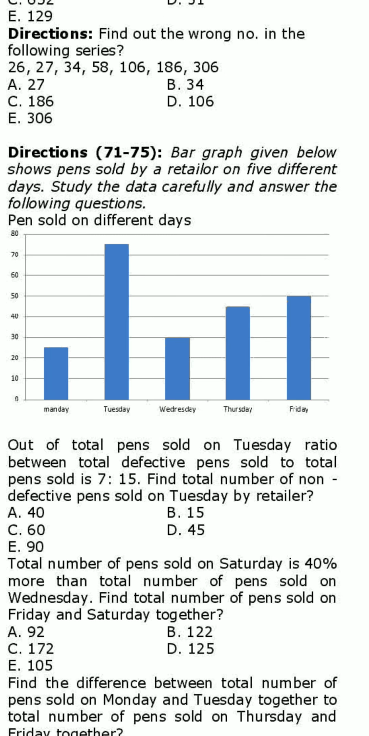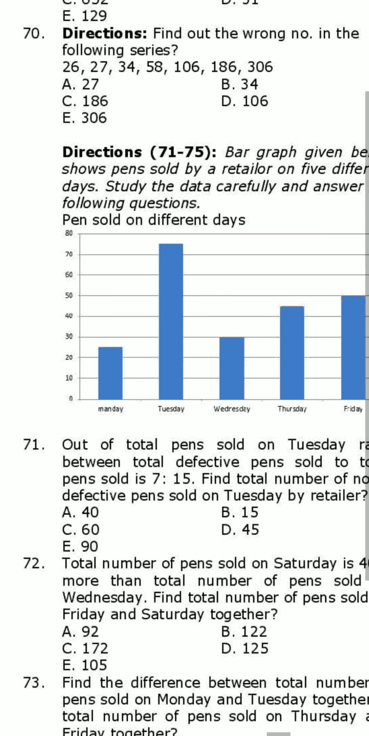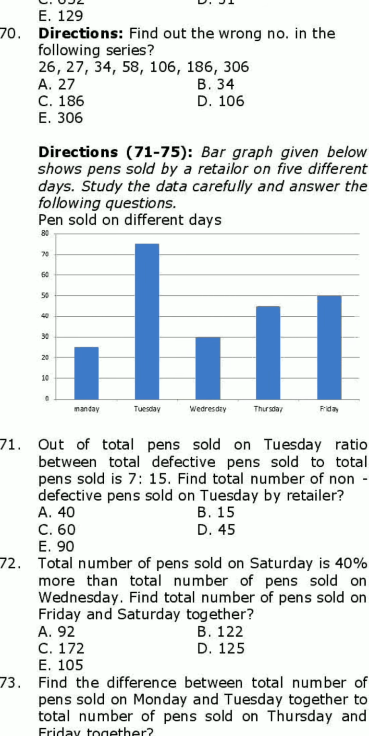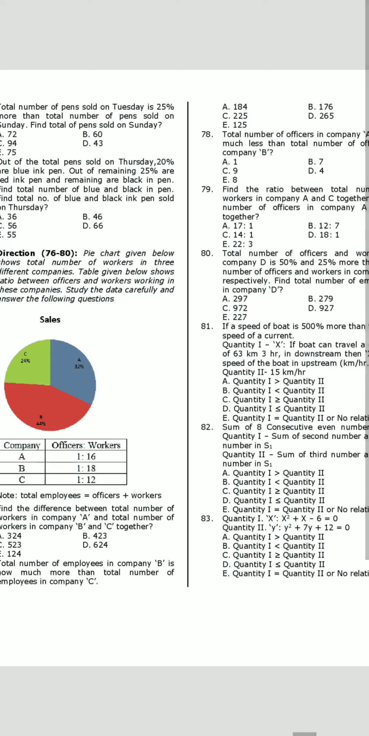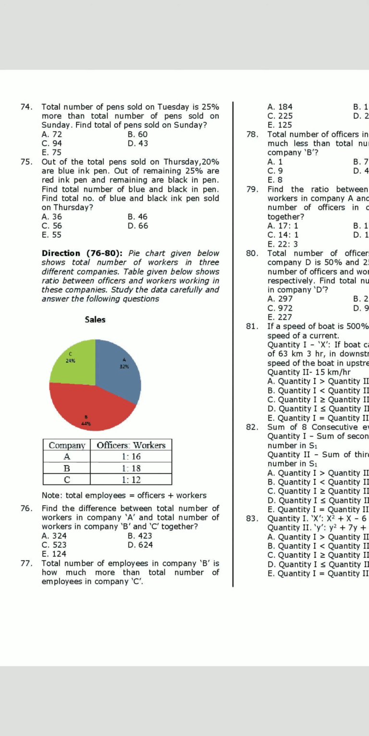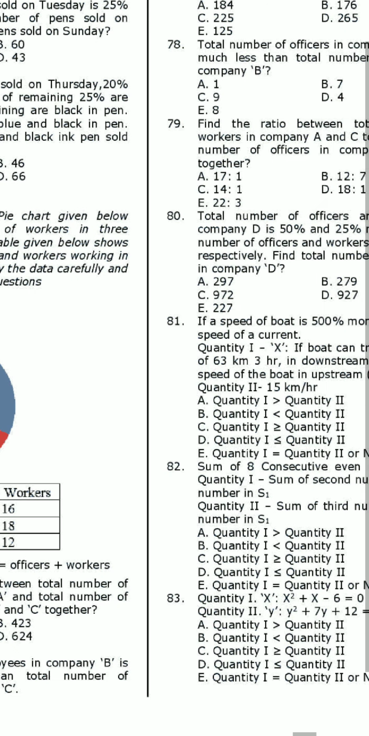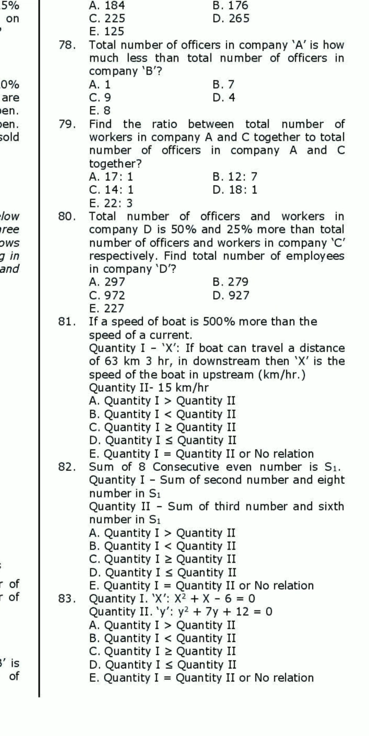This is very simple. It is based on bar graph questions. There is one graph given, and based on the graph we have to solve the next 5 questions. In the same way, 76 to 80 are pie diagram questions. There is a pie diagram given, and based on the pie diagram, we have to answer the next 5 questions, 76 to 80. After 80, if you see 81, 82, 83.